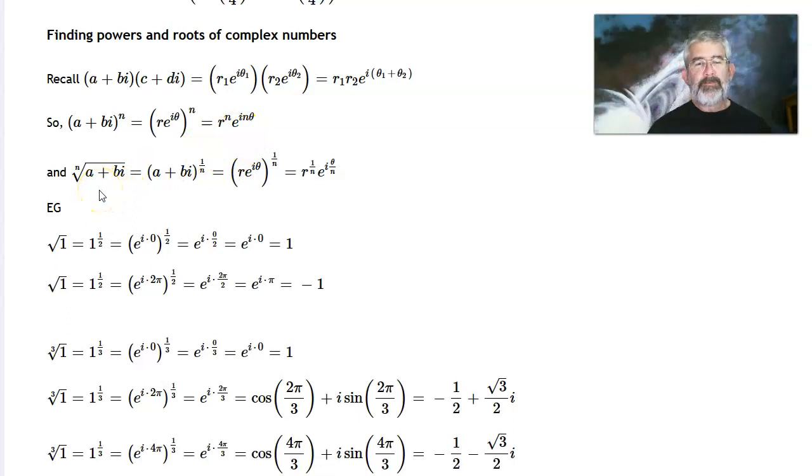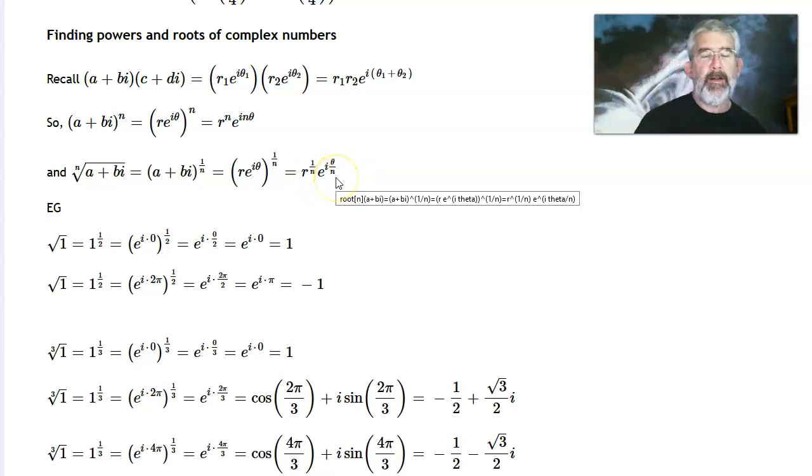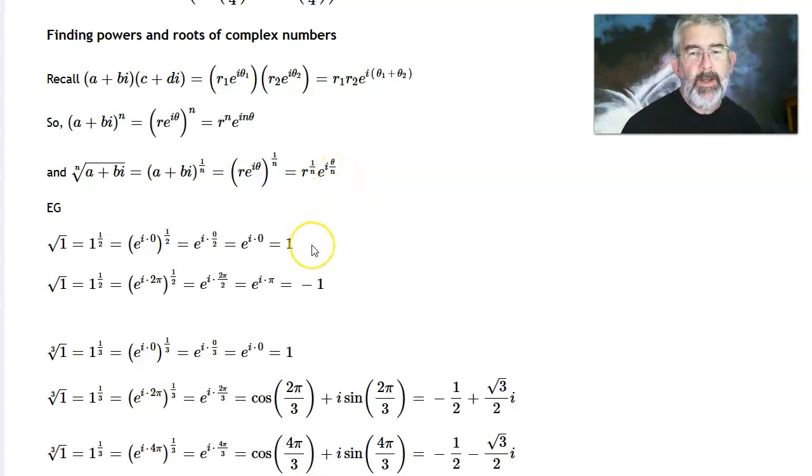Taking a root, like a 7th root or an 8th root or a square root or whatever, that's just raising to a fractional power, right? So when you're taking the nth root, you're raising to the 1 over n power. And so what happens here, like we have right here, the radius gets raised to that 1 over nth power, and the angle gets divided by n. The exponential gets raised to the 1 over n, so they multiply the exponents together. So multiplying by that 1 over n ends up dividing the angle by n. So, a couple of examples.